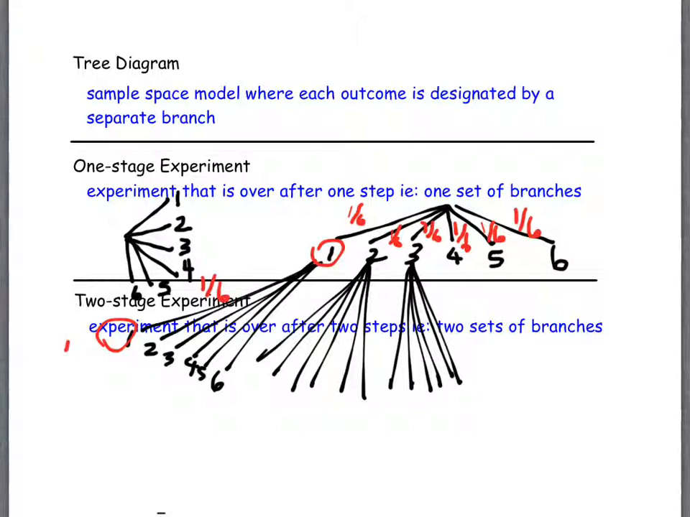And I could talk about this 1/6 times 1/6, which is 1/36. So there's a 1 out of 36 chance that I roll a 1 twice when I roll a single die. And we could do this along any of the branches that we'd want to. That's what the multiplication rule is that it's talking about on the next slide. So are we clear on what that means?